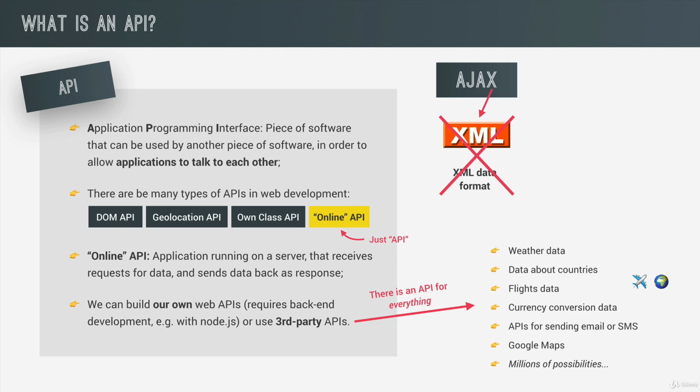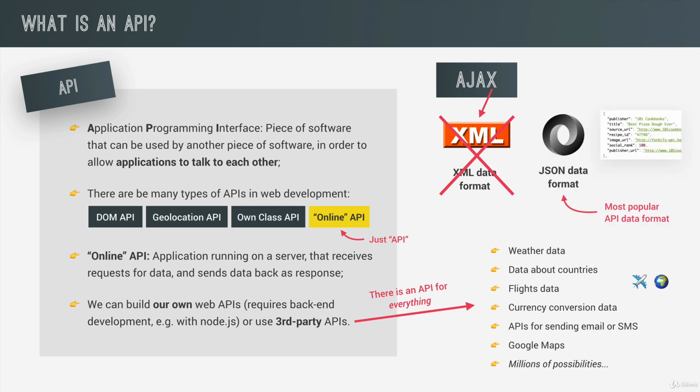So instead, most APIs these days use the JSON data format. So JSON is the most popular data format today because it's basically just a JavaScript object but converted to a string. And so therefore, it's very easy to send across the web and also to use in JavaScript once the data arrives. All right, so now that we know what asynchronous JavaScript is and also what AJAX and APIs are, let's finally use all this in practice and make our very first AJAX call in the next video.